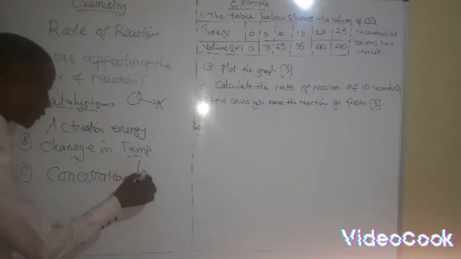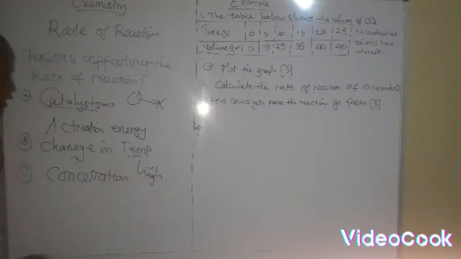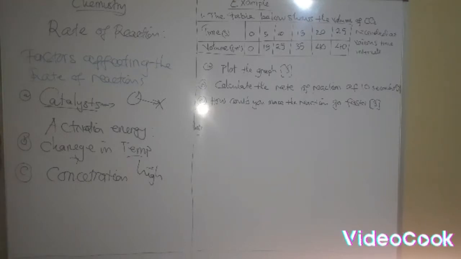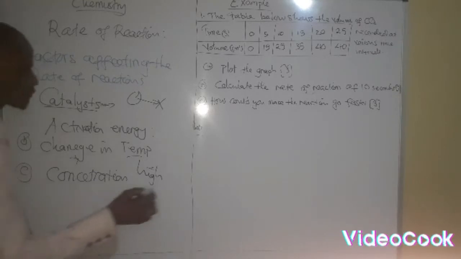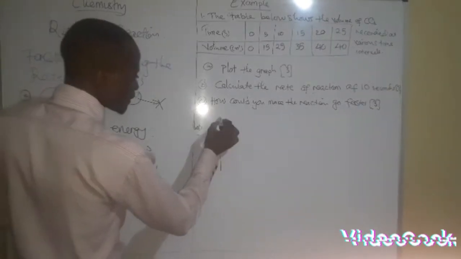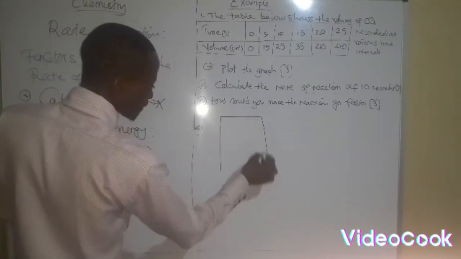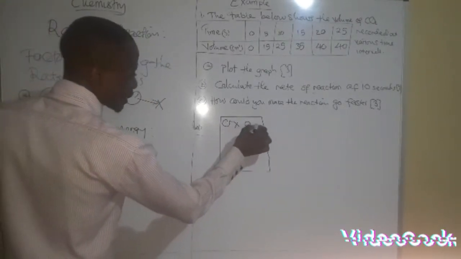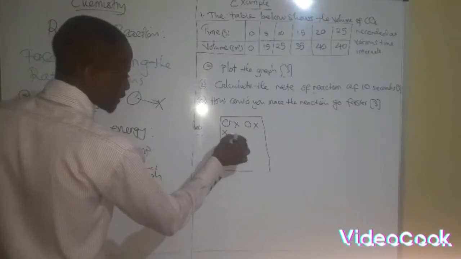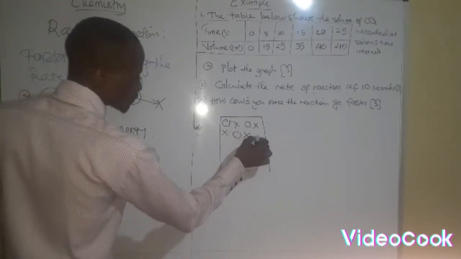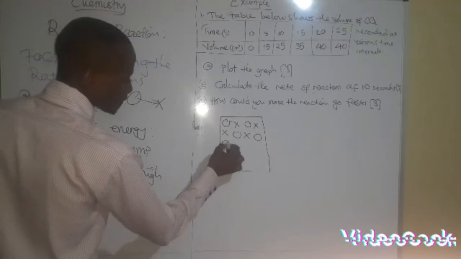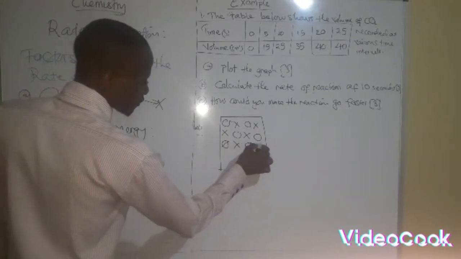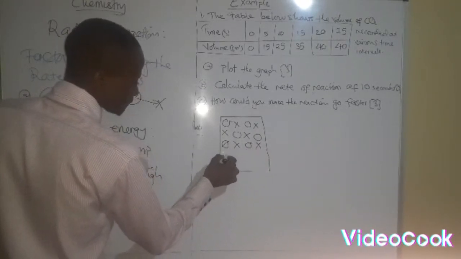When the concentration is high, the rate of reaction increases. How does that take place? If this is the beaker or the reaction chamber, then we have a lot of reactants. See that? A lot of reactants there. We imagine those are the reactants.